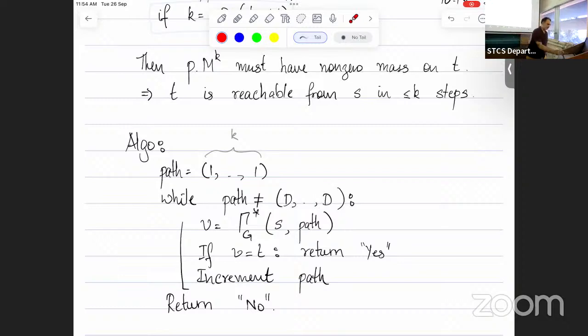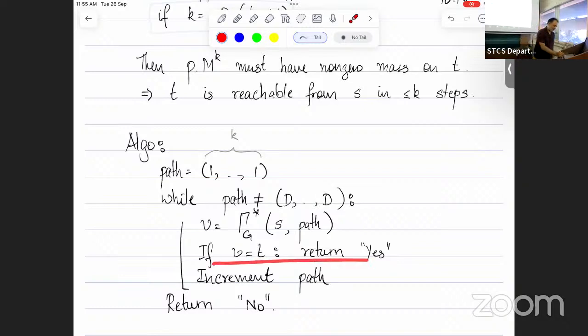It's just going to do the following. It will keep running this algorithm until this path is not everything. Maybe I should put "do until" rather than "while." Anyway, basically what you do is look at the vertex that corresponds to path, start from S and follow the path. You will end up at some vertex V. Obviously, if that V happens to be the target vertex T, you just say, yeah, I found T and I accept.